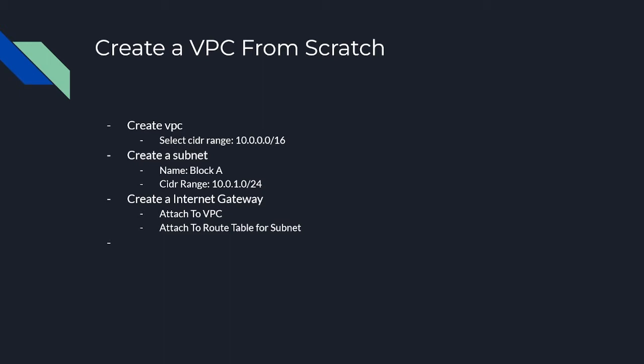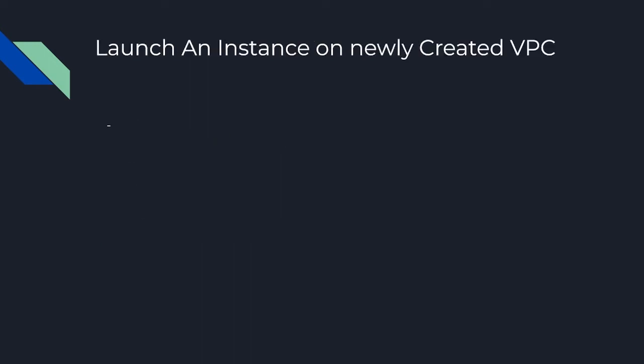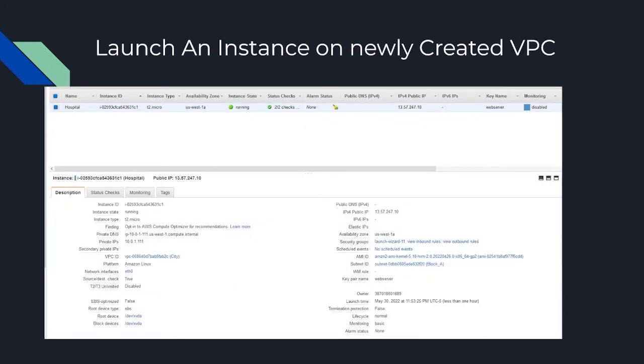We're going to set up the VPC itself, the subnet, and the internet gateway for the internet to have access to the resources within the public subnet. And we're going to do a live demo on launching an instance and accessing the instance, making sure that we're actually able to have access to it from the internet. So let's begin.